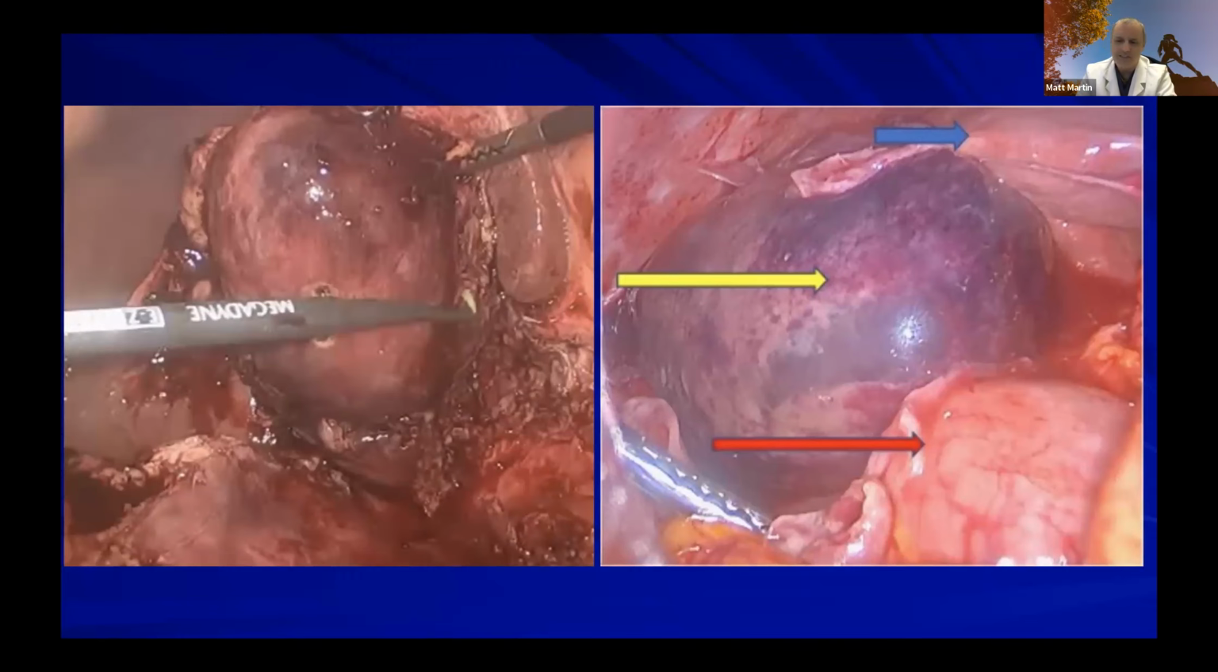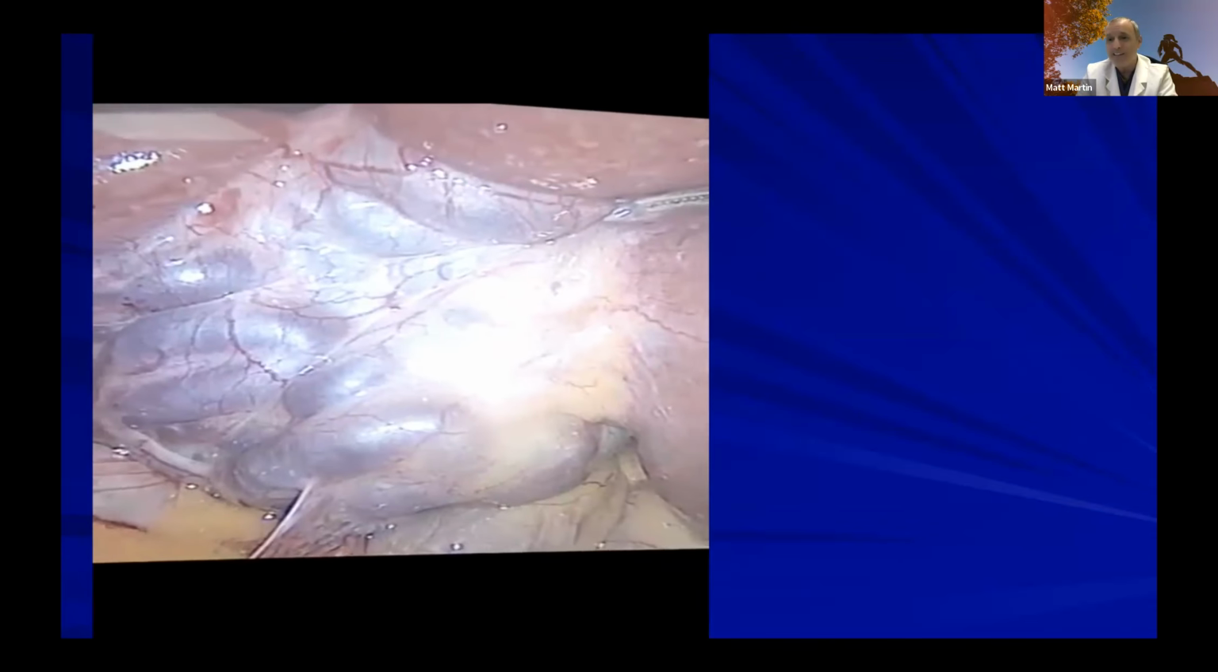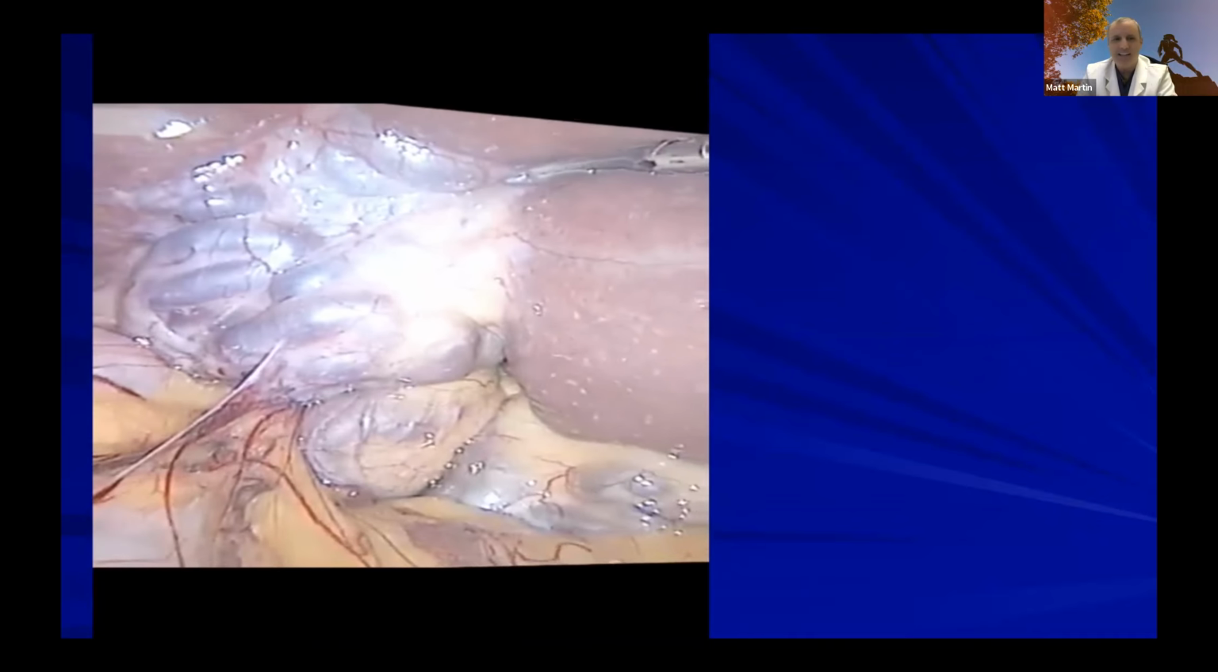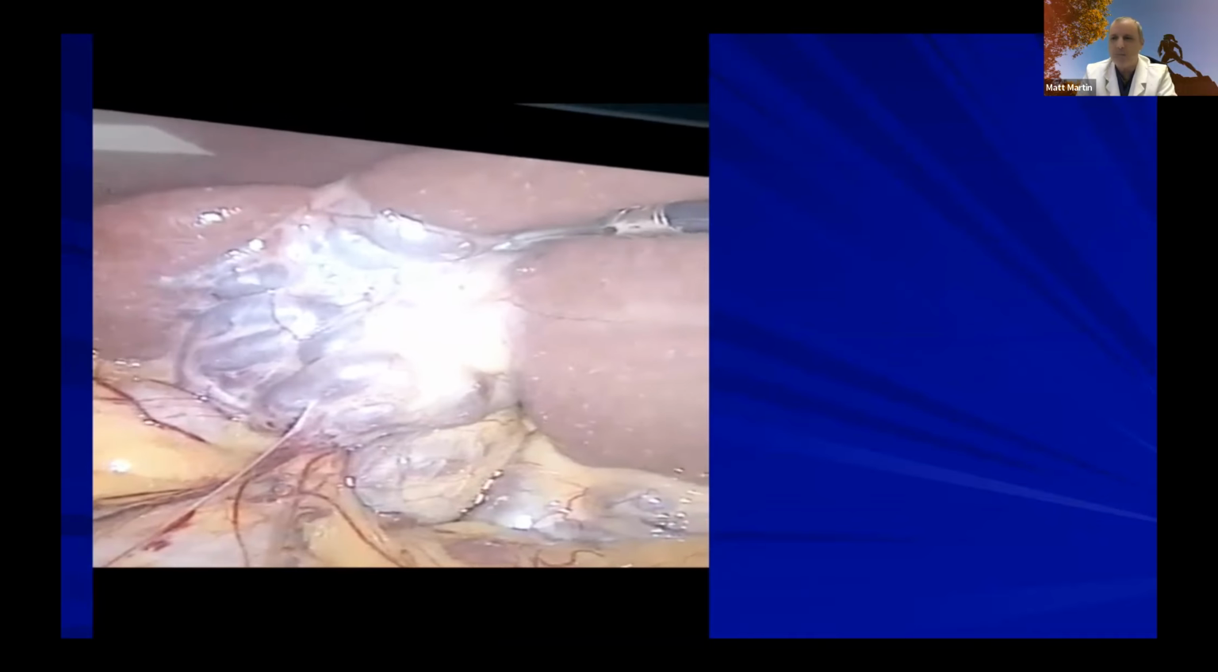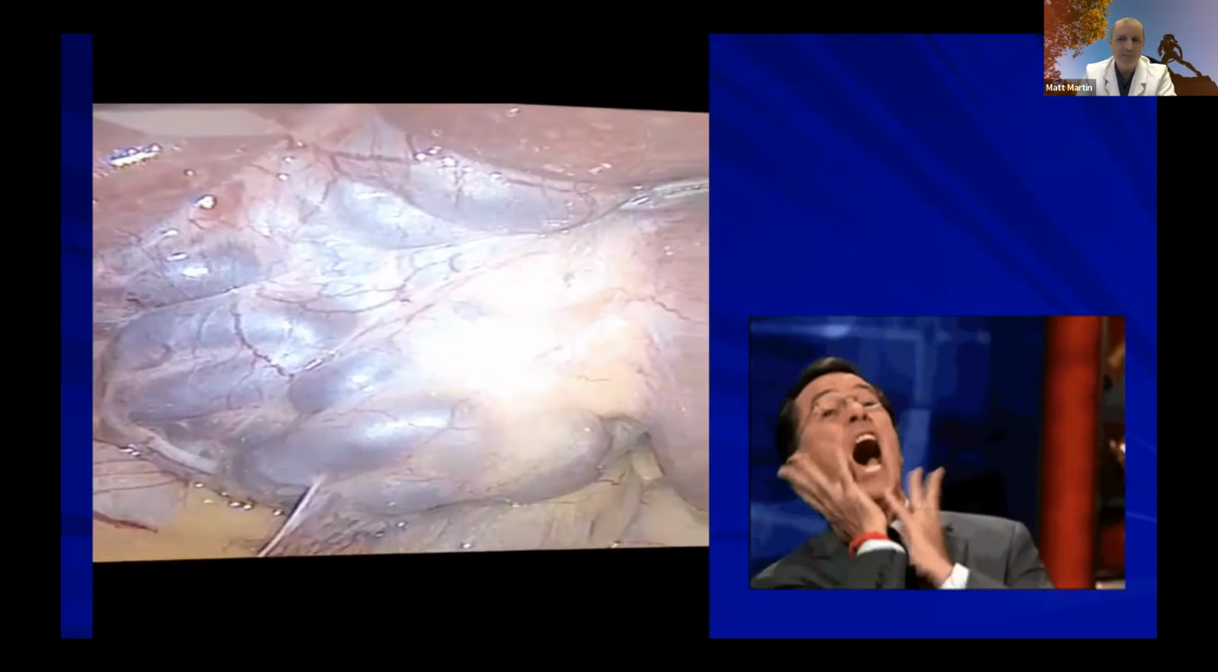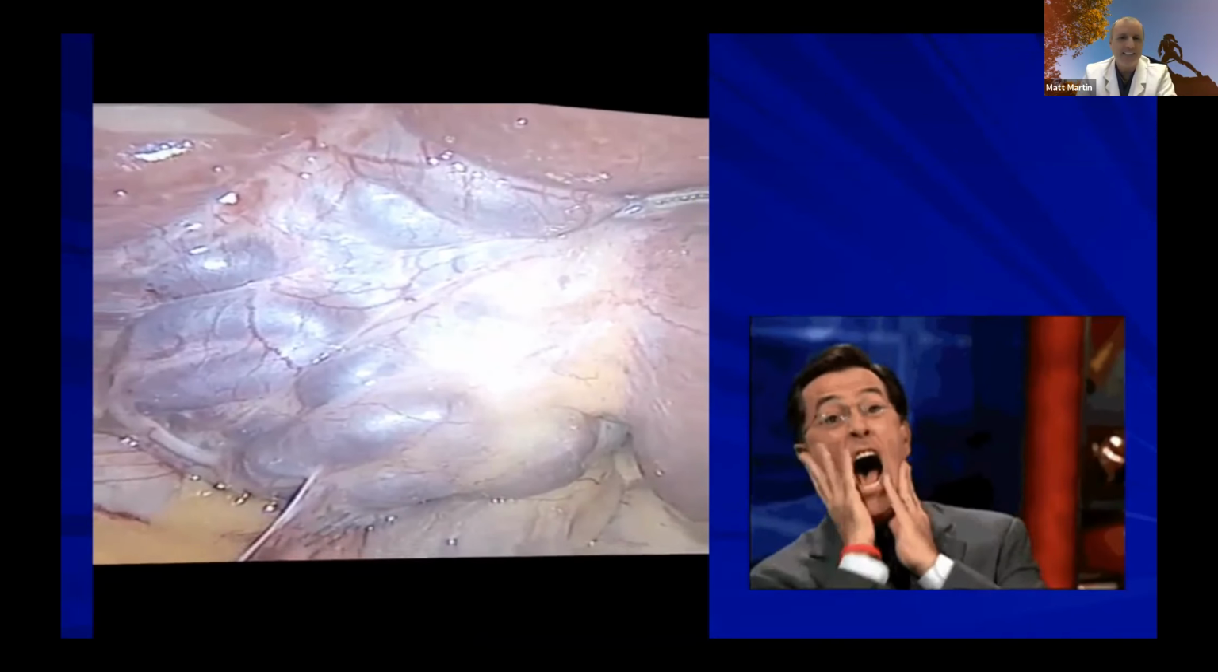Or like this, that's dead already, and you're trying to get that out safely. Or something like this. This is a real shrieker. You don't want to put your scope in and see your gallbladder covered with worms that are varices like that. So that would be advanced gallbladder surgery, I think.